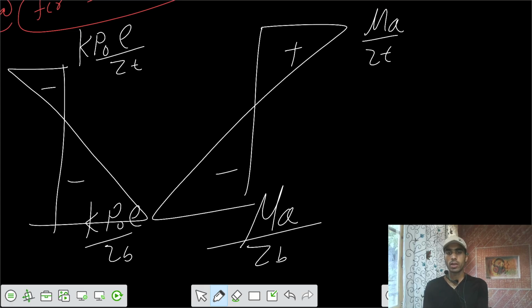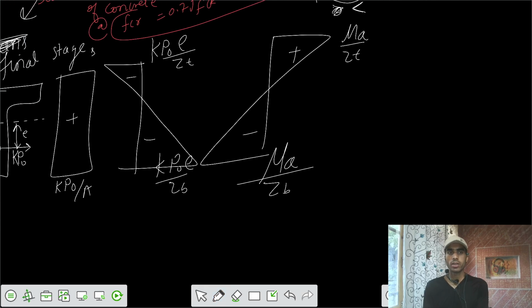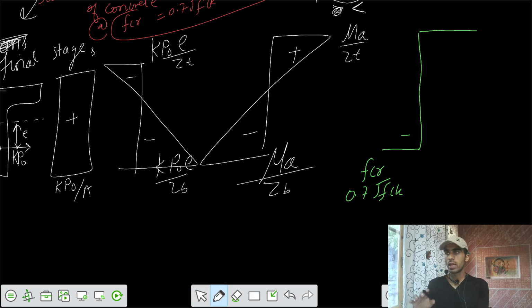So my condition is that I am allowing some value of tensile stresses at the bottom, and that value is equal to fcr, that is 0.7 root of fck. This much tensile stress I am going to allow in the concrete, such that the concrete is also utilized without cracking, and the steel is also utilized. So that's the condition here, the critical moment.